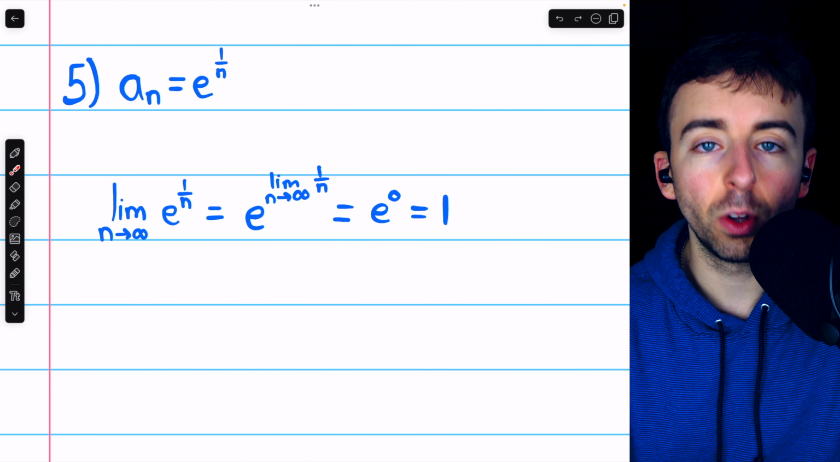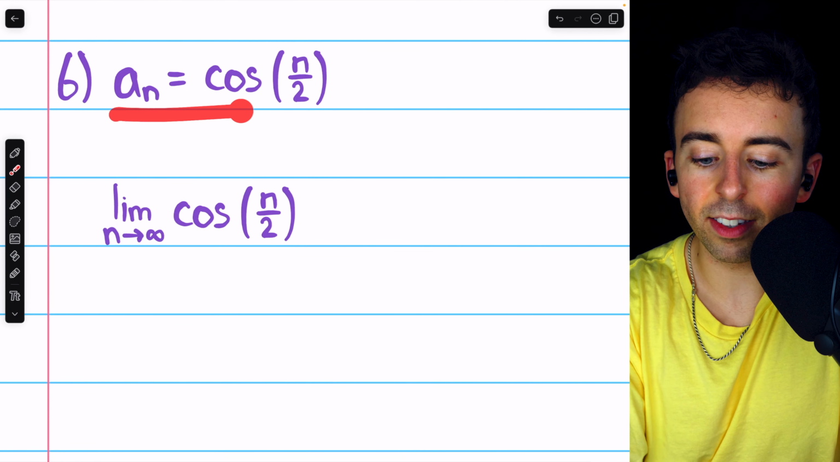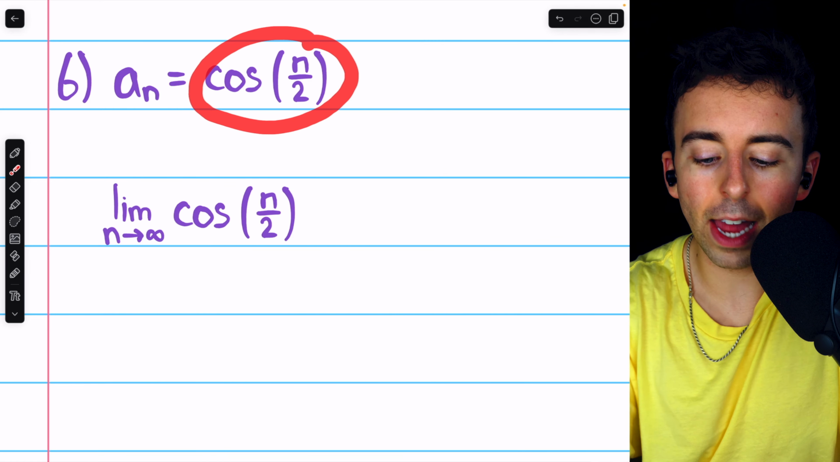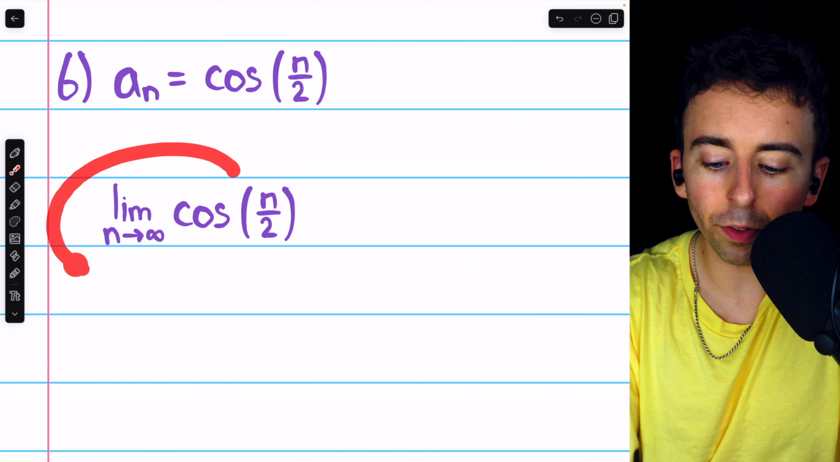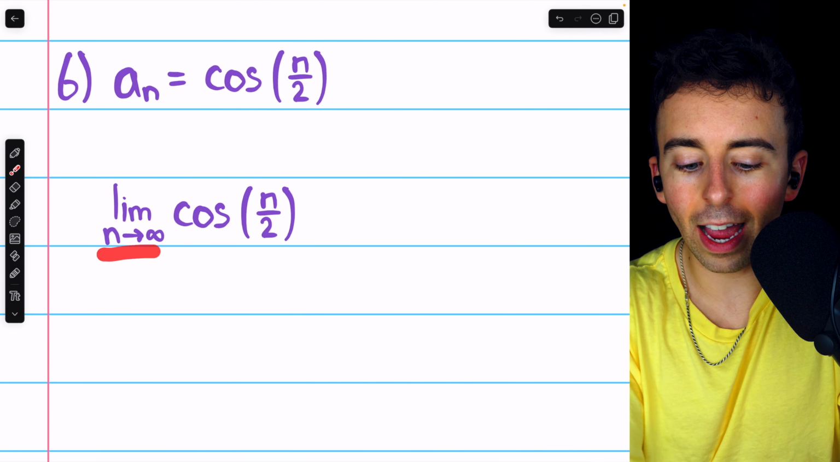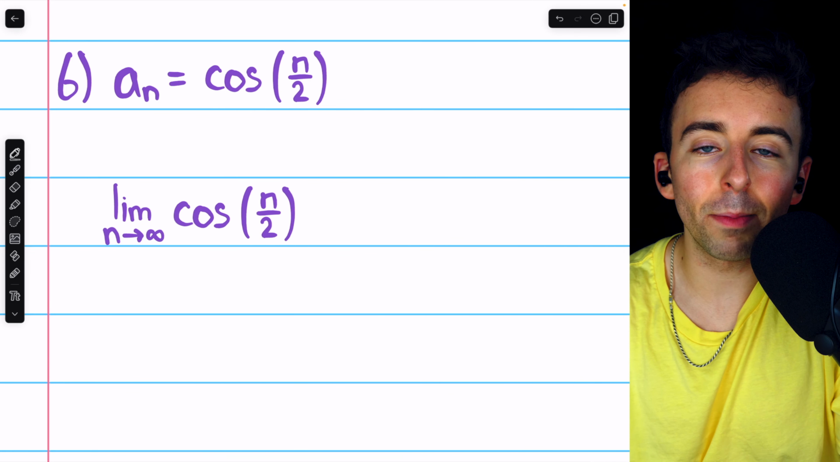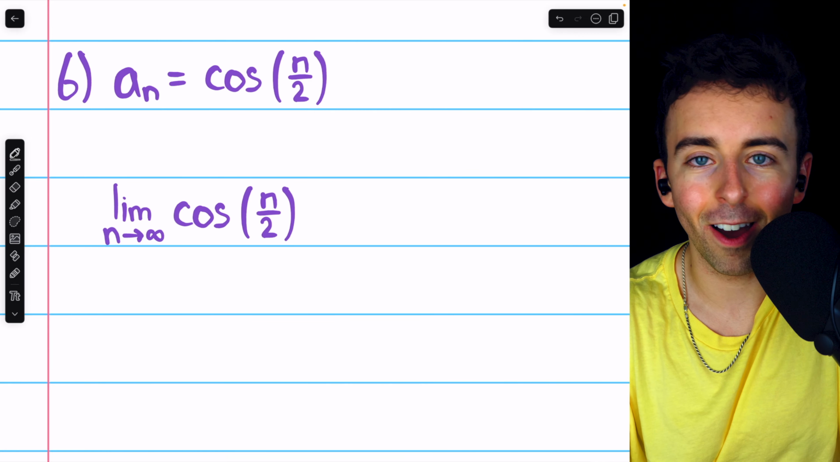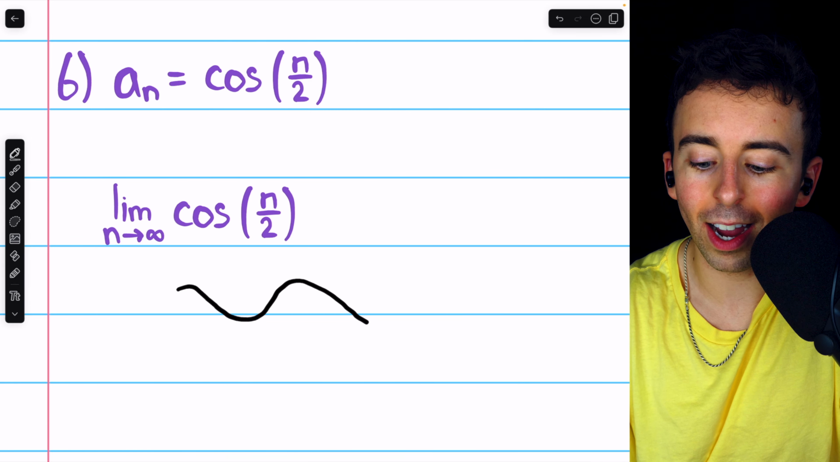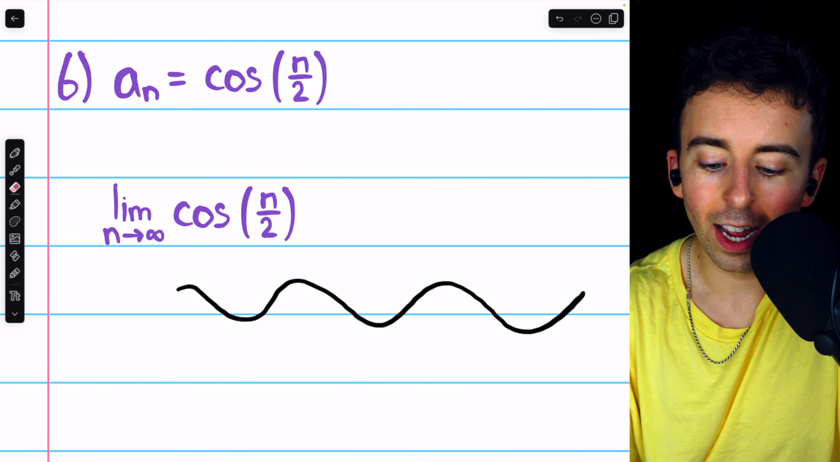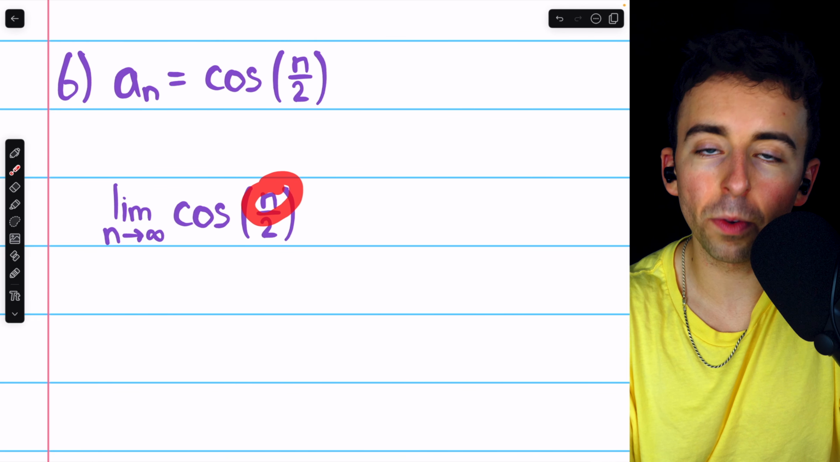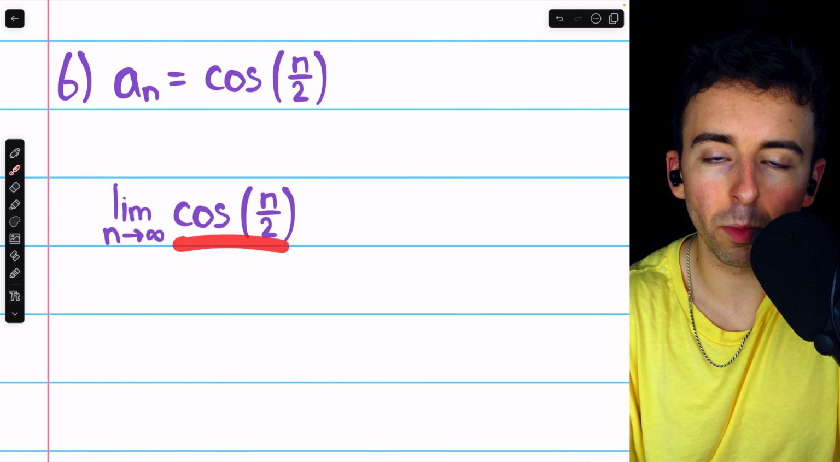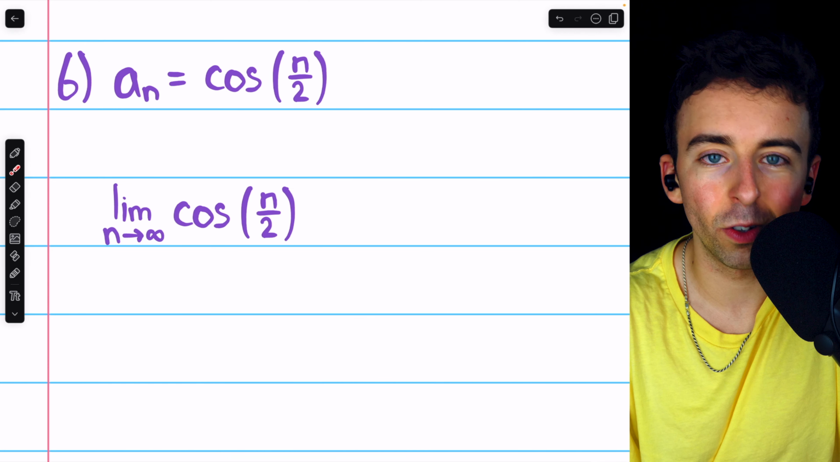So the limit of this sequence is 1. It converges to 1. Problem 6, we're looking at the sequence cosine of n over 2. The limit of cosine of n over 2 as n goes to infinity, you may not be surprised to know it does not exist. Of course, cosine is an oscillating function, and so as n grows arbitrarily large, the terms of our sequence are just going to oscillate.